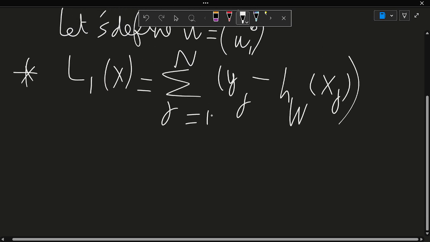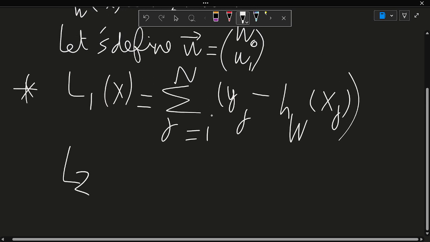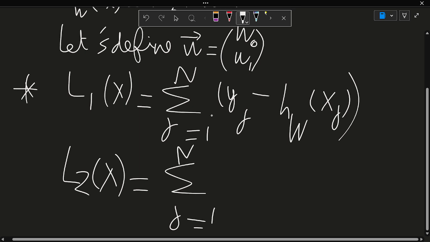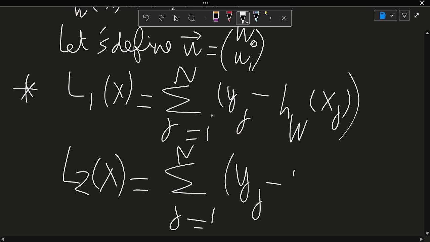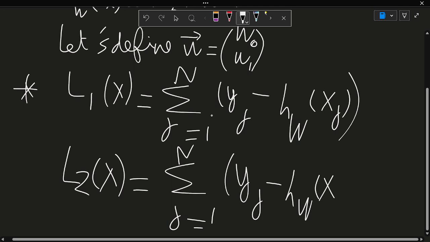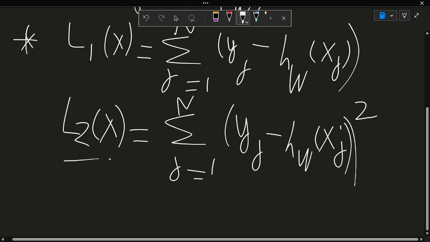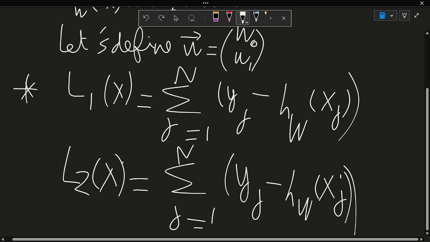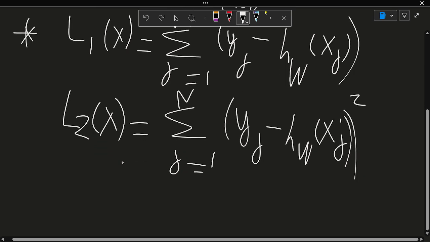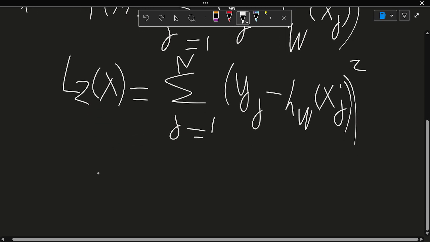Usually people don't use this one. Traditionally, people use L2, and this is the same thing as L1, except that we square the answer. So we're going to use L2 because that's what people usually do, right? Once we have L2 defined, we can be more concise.